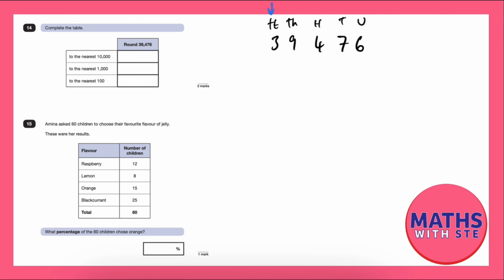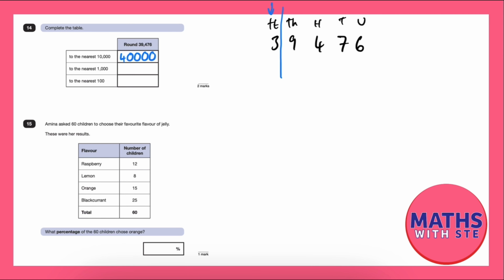So all I'm going to do, I'm going to put a line next to it. I'm going to say, right, okay, it's to the nearest 10,000 column. Does this 3 stay the same, or does it go up? Look to the right of the line there, and that number is 5 or above. It's a 9. So therefore, the 3 will go up. So 3 is going to become a 4. And then how many numbers are there? 1, 2, 3, 4. There's 4 numbers, so 4 zeros. 1, 2, 3, 4.